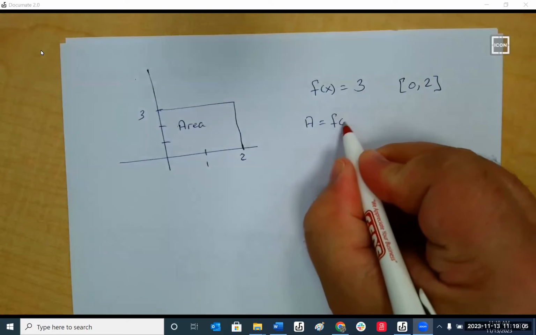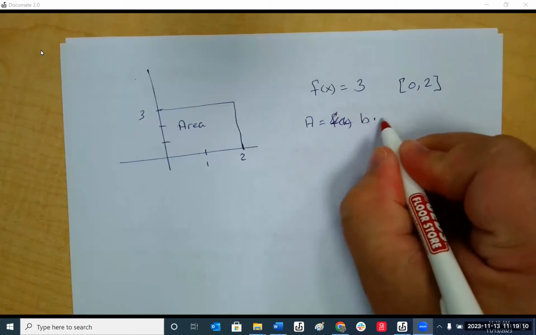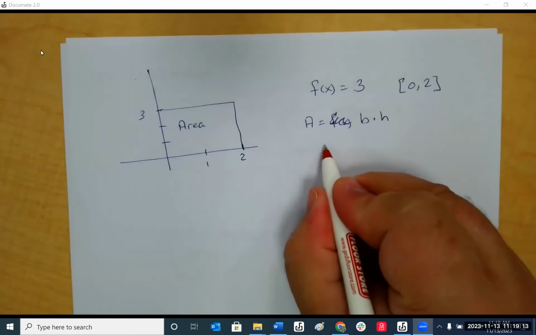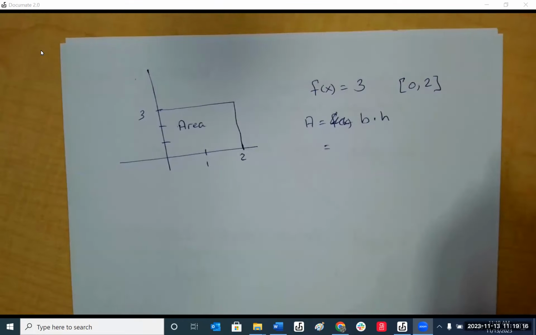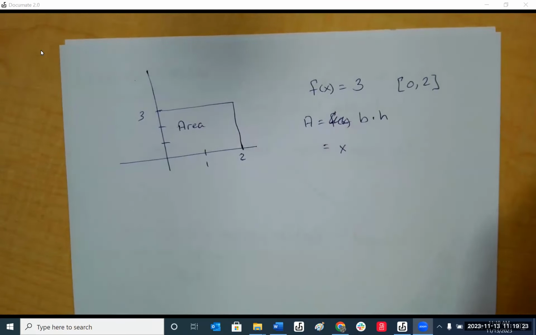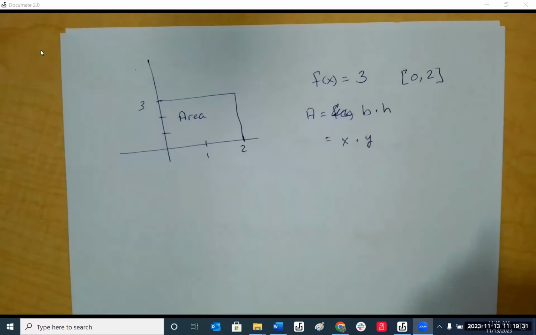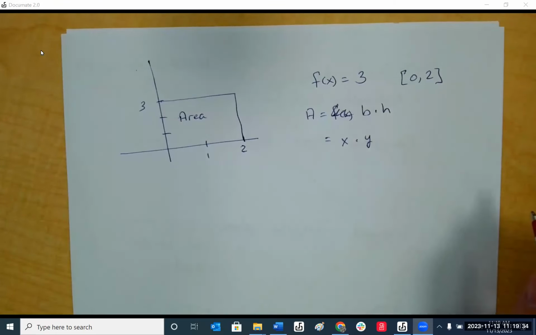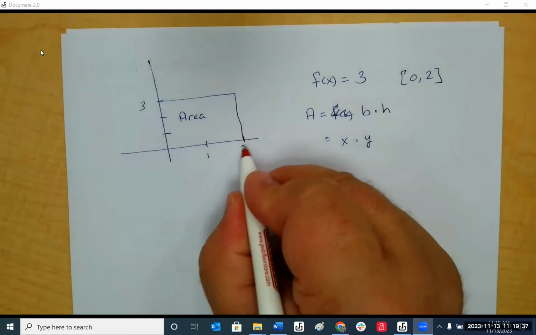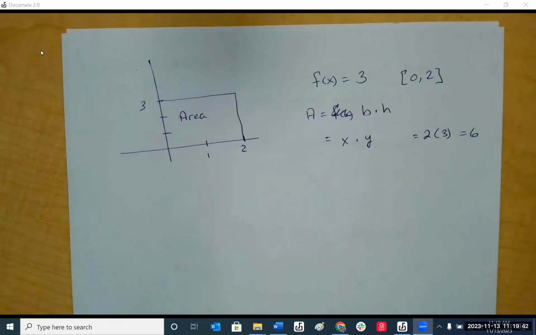What we do here is, as I said earlier, it's base times height. That's the formula for area. The base has to do with the x values, and the height is how far it goes up, which has to do with the y values. So since x is 2 and y is 3, we know that the area is 6.